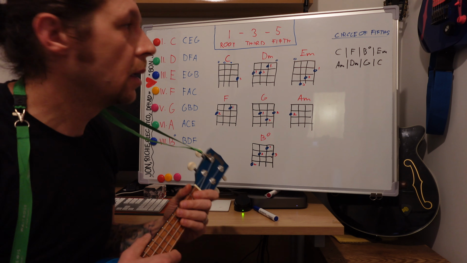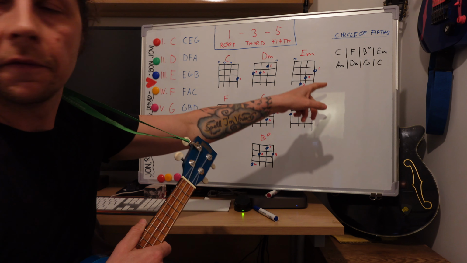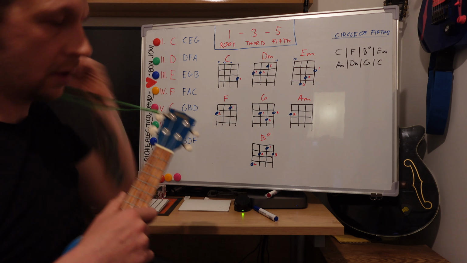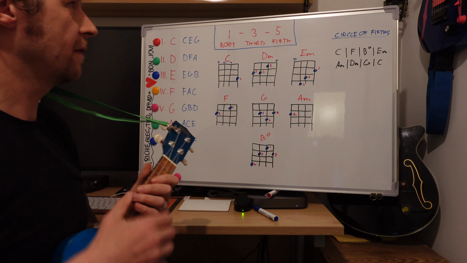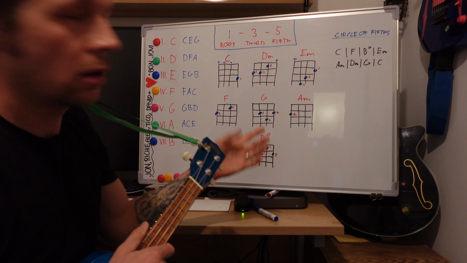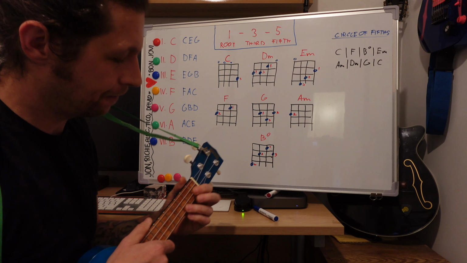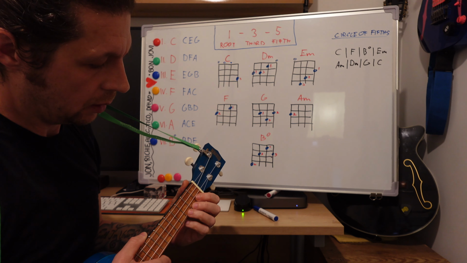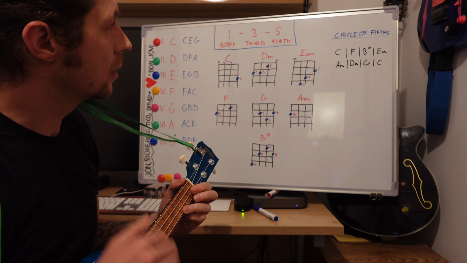Okay, now, finally, let's play through the circle of fifths using these chords. This is the circle of fifths in the key of C, starting on C. 1, 2, 3, 4, C.